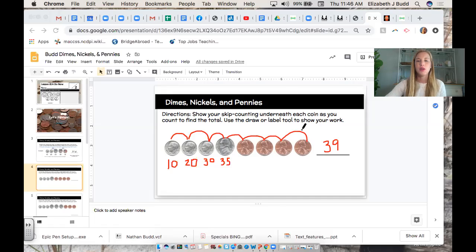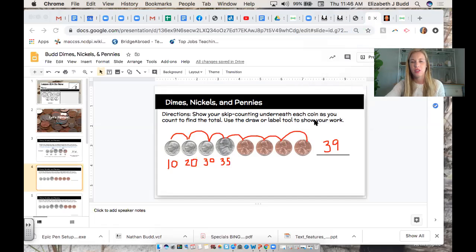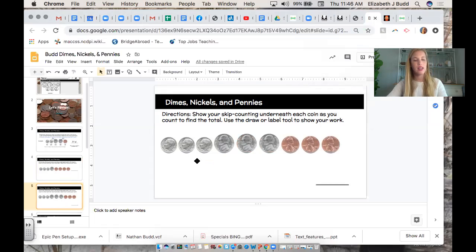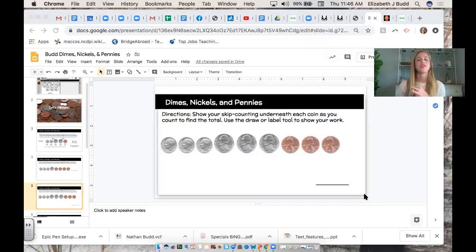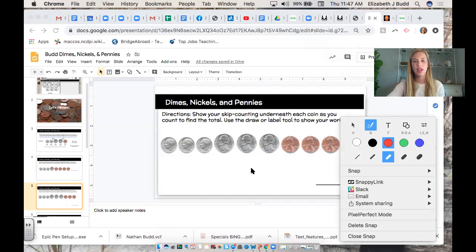All right, if you'll erase your whiteboard or you can find a new spot on your paper, we are going to try another one. All right, let me move over to my next slide, pull up my annotate. Okay, so for this next one, we're using the exact same strategy. So go ahead and get your boards ready, get your pencils ready, whatever you've got in front of you.